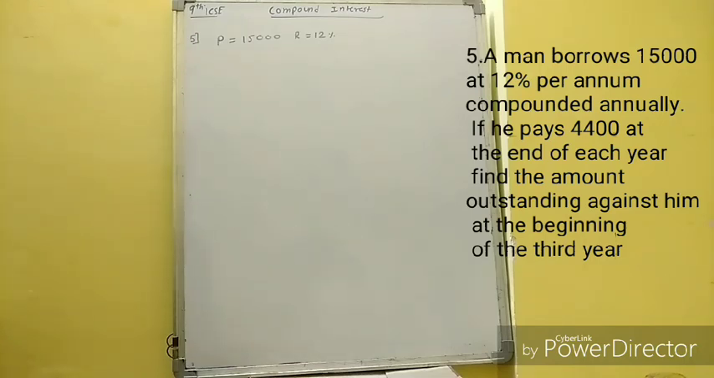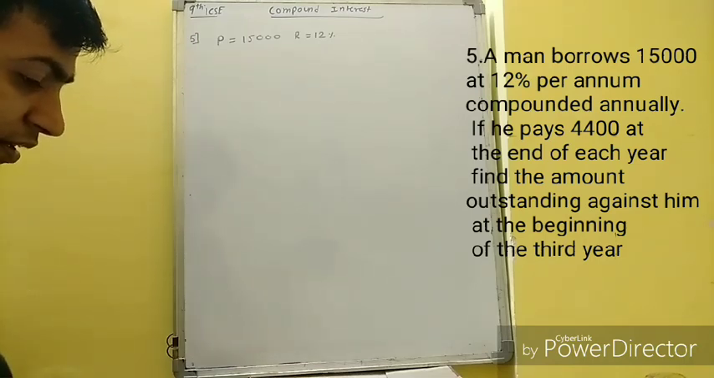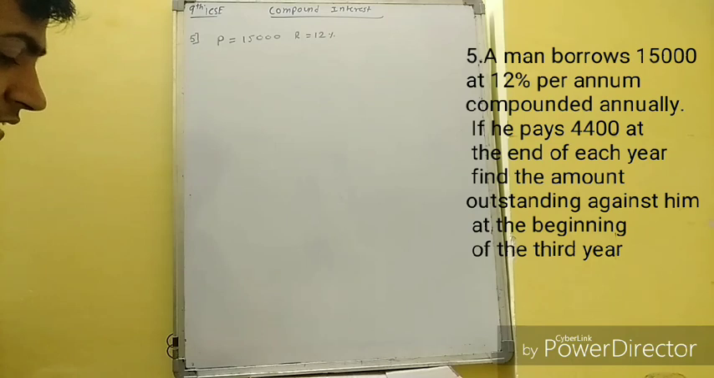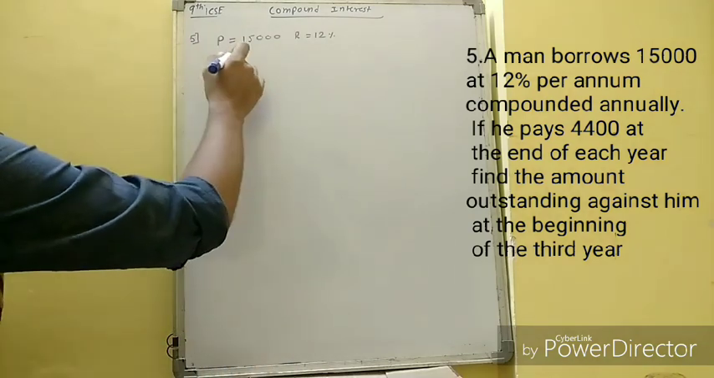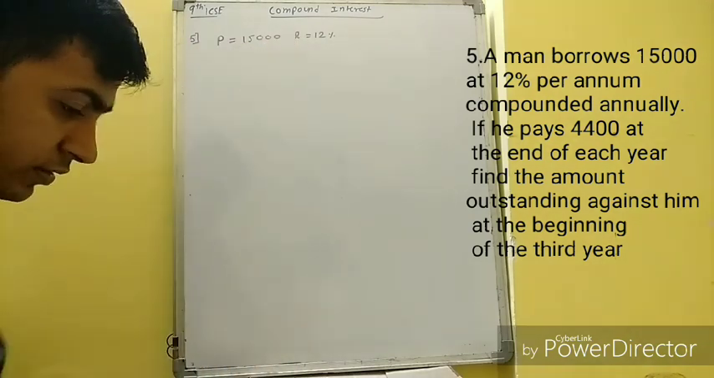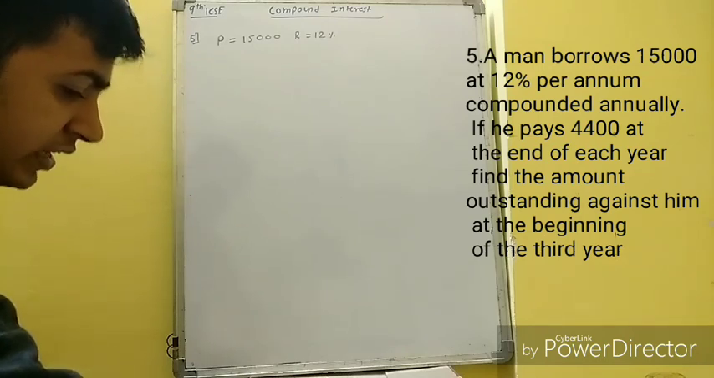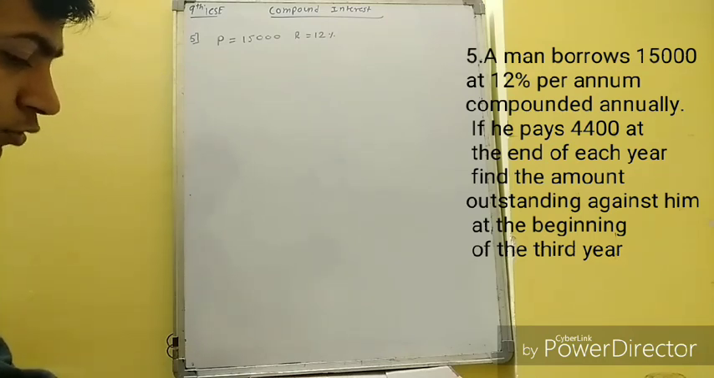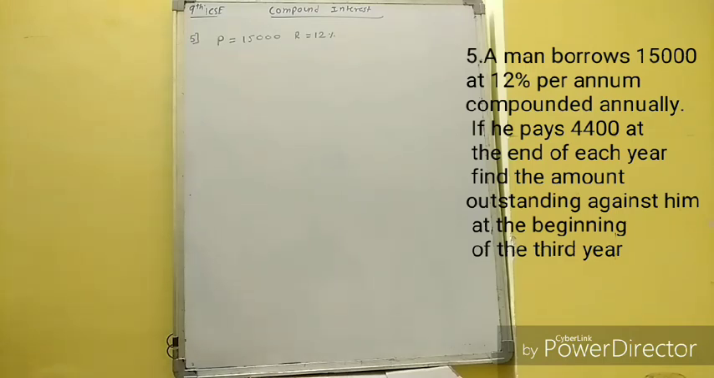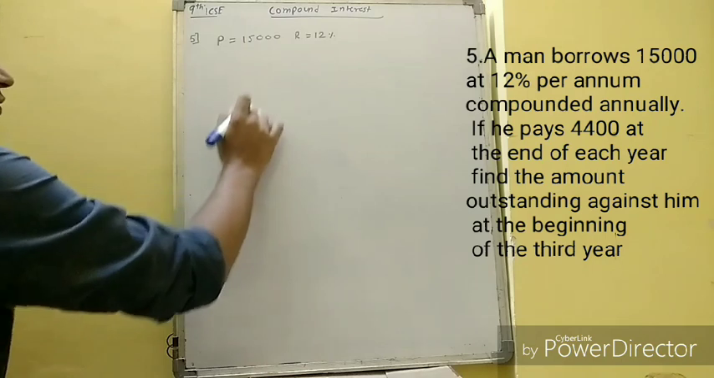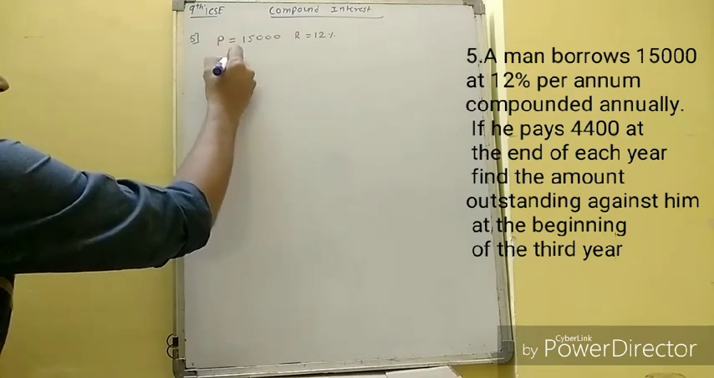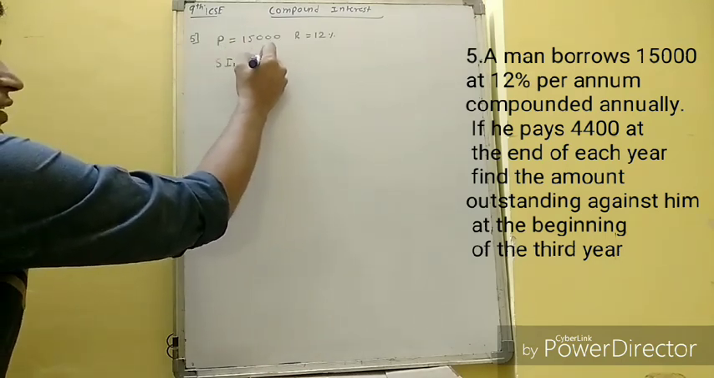Okay, so what is given? He repays 4,400 at the end of each year. The number of years is not given. It is asked that the amount outstanding at the beginning of the third year. Beginning of the third year means end of the second year. So we will do step by step. First we will take simple interest for 1 year.